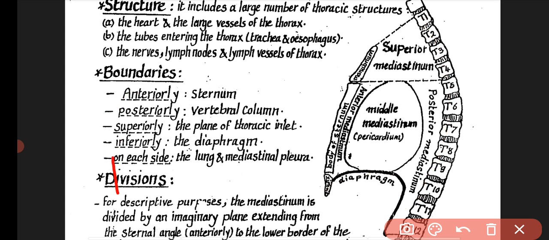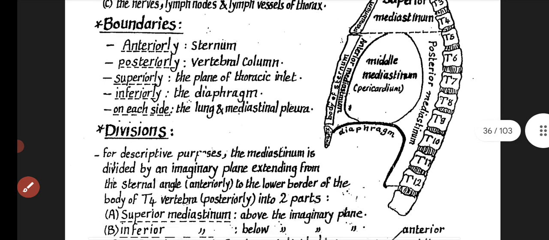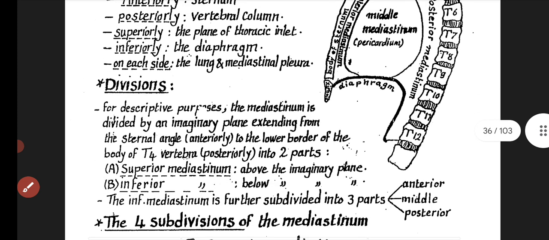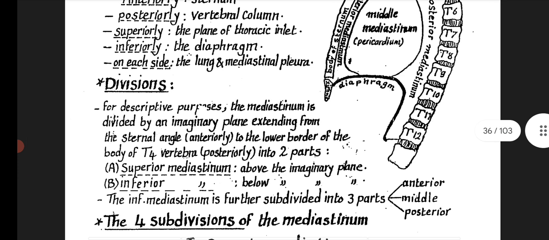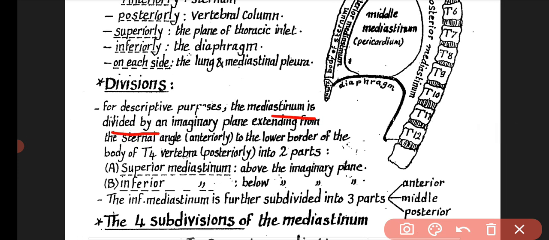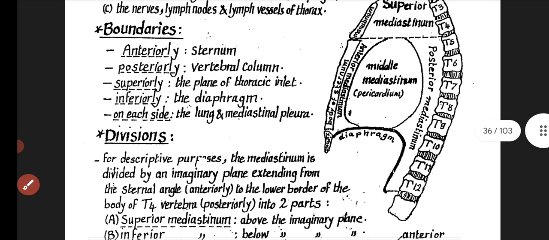Next comes the division of mediastinum. The mediastinum is divided by an imaginary plane extending from the sternal angle anteriorly to the lower border of the T4 vertebra posteriorly into two parts. One imaginary line divides the mediastinum into two parts. So now you will see the imaginary line.